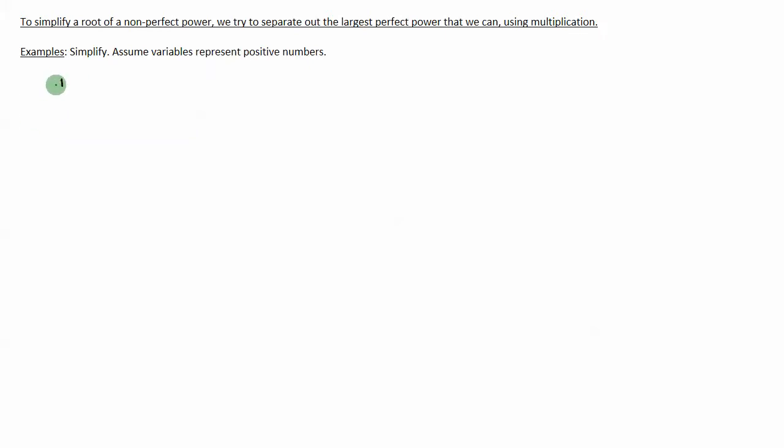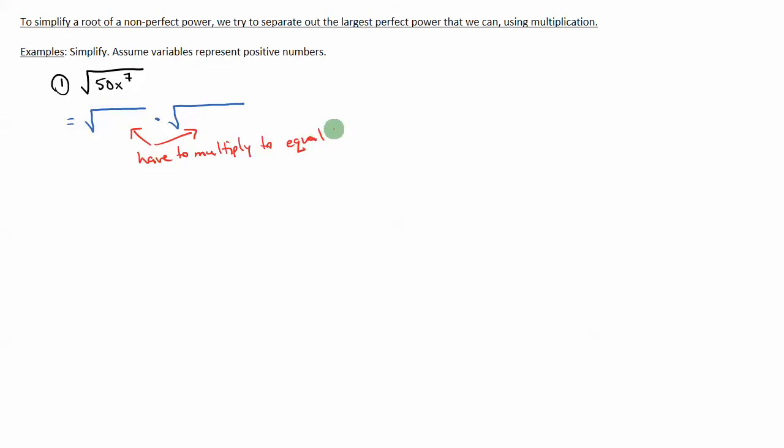All right, so example 1. If I have a square root of 50x to the 7th, none of this is a perfect square. Okay, so that's what I mean. I'm taking a square root of a non-perfect square. My goal is to take this radical, split it into two radicals, and I'm going to do it using multiplication. Okay, and what goes inside these two radicals have to multiply to equal 50x to the 7th, because my second step is equal to my first step.